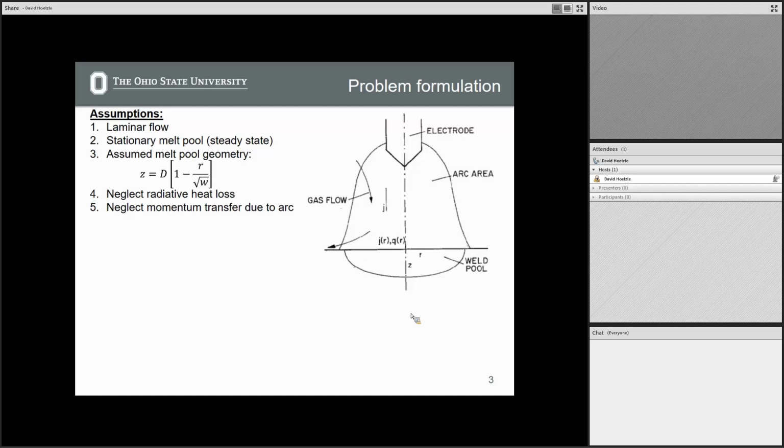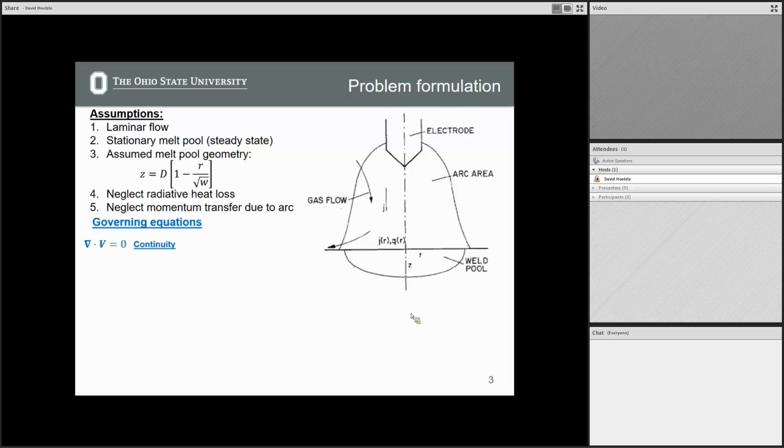They also neglect momentum transfer due to the arc, which I assume means some factor where the arc is causing splatter or other material to come out of the melt pool, or some other kind of weird momentum transfer. I'm not an expert in this area. They're also assuming cylindrical symmetry about the material.